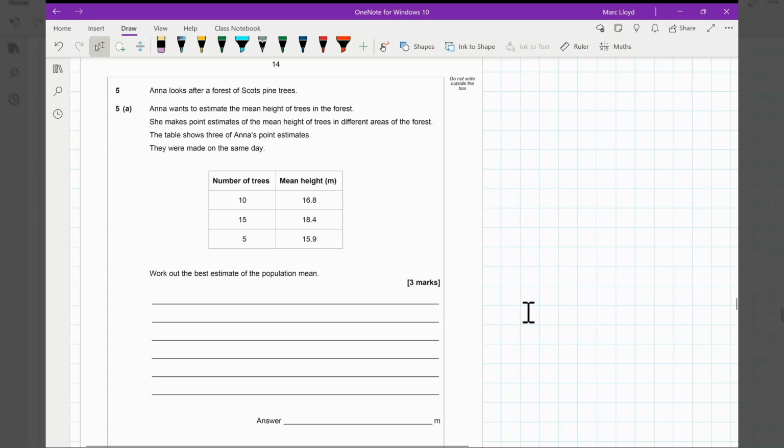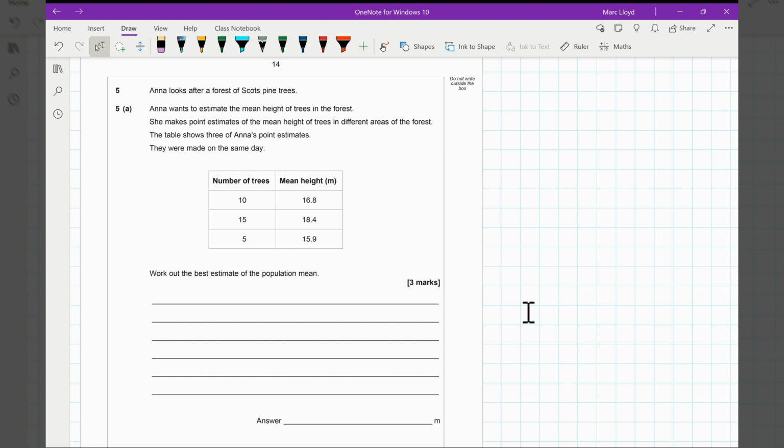Okay, question 5. Anna looks after a forest of Scots pine trees. Never heard of them in my life. Anna wants to be honest, how much is she earning through looking after them? Or has she acquired the land through some sort of family? I don't even know. Sometimes these questions drive me mad.